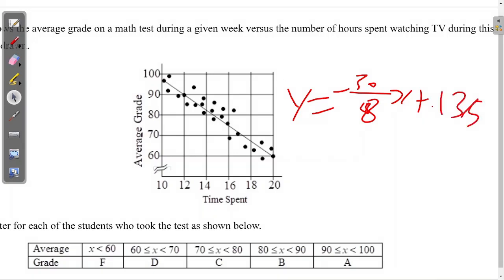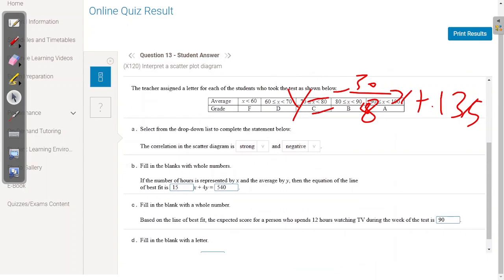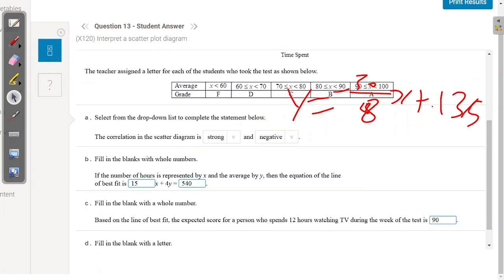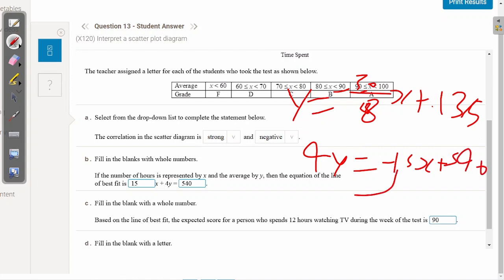Let's see what they want though. They want it to be 4y, so you multiply the whole thing by 4 and you bring this to the other side. 4y equals negative 30 over 8 times 4, which is negative 15. Negative 15x plus 540. They want 15x on the other side, so 15x plus 4y equals 540.